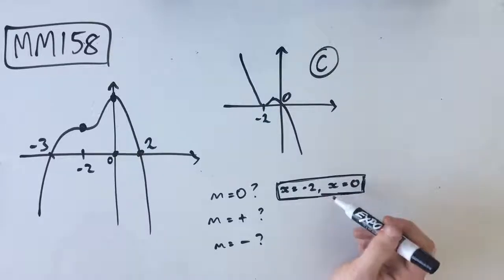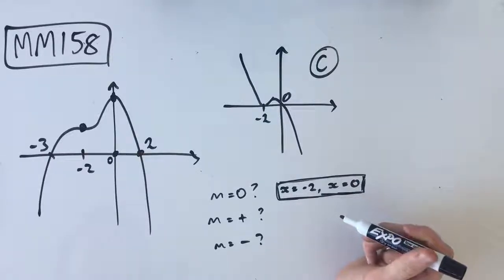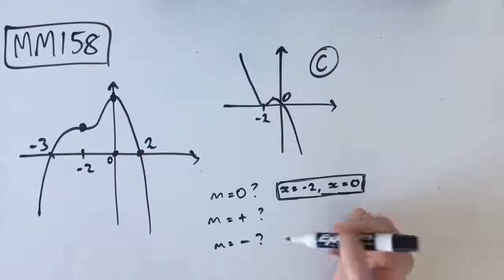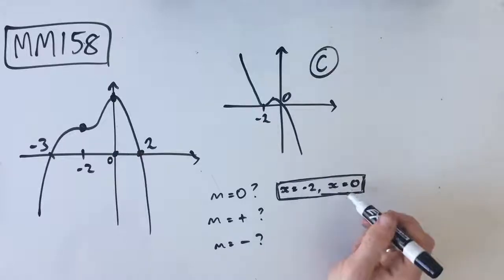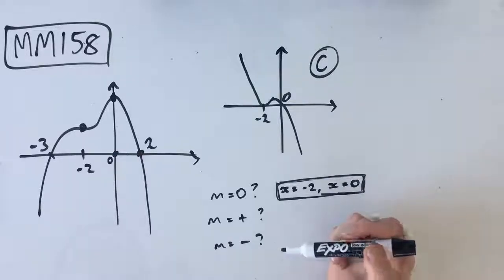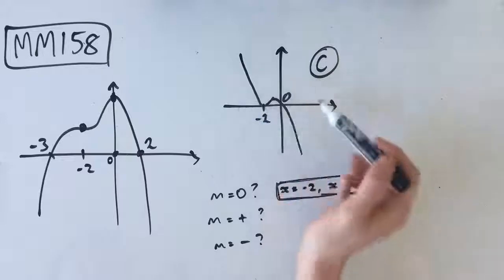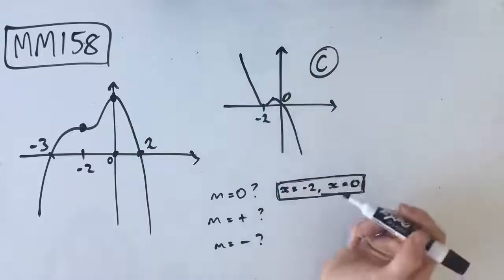And immediately this actually cuts out a, b, and d as options. So c and e both have x-intercepts of the gradient function at negative 2 and 0, which means we're just going to have to work out which one is which. And guys, I've written the right answer here, which is C, but I'm just going to walk you through that.